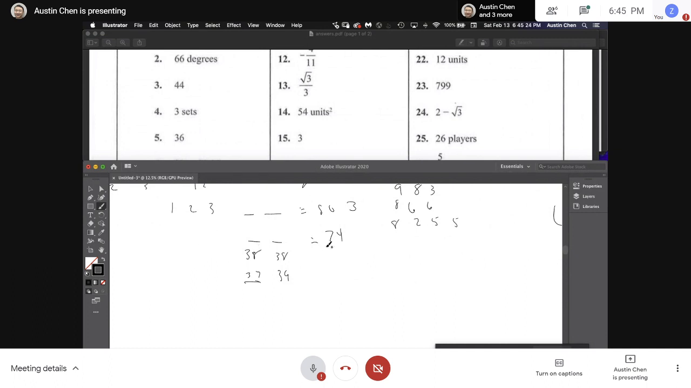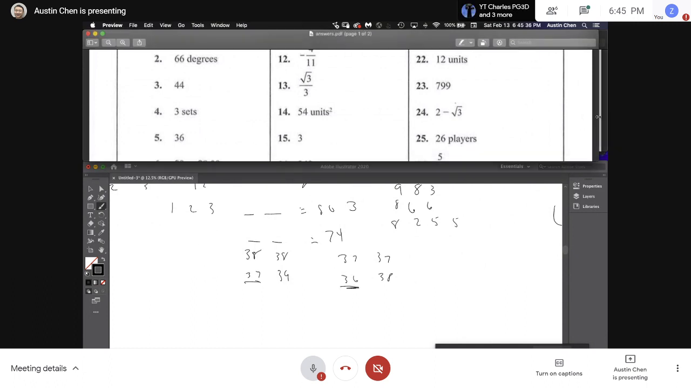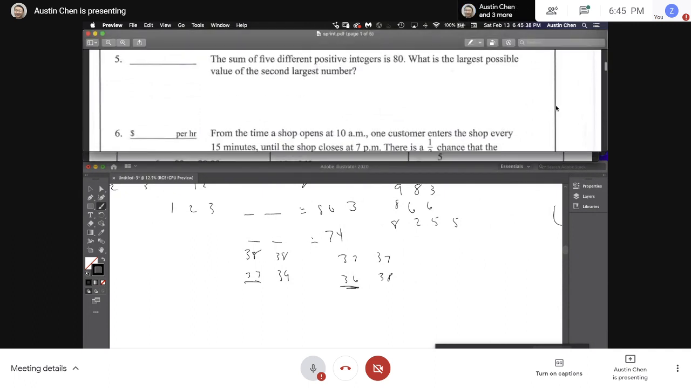Okay, wait, sorry. 74, the average is 37, not 38. So then we increase this by 1 and decrease this by 1. And then this is our largest. And that's our answer. It was just my mistake.